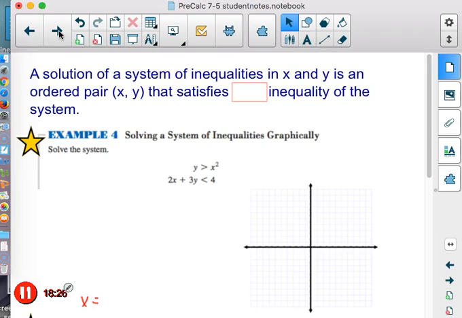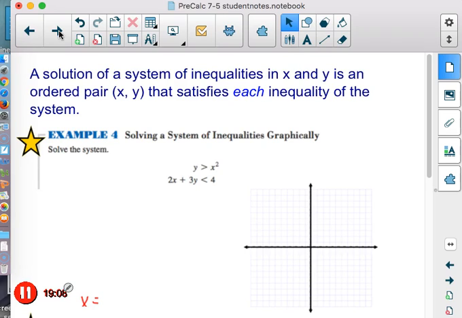A solution of a system of inequalities in x and y is an ordered pair x, y. Again, a system is not just one graph, at least 2. Might be 3, 4, multiple graphs. But it has to satisfy each inequality. It has to satisfy all the inequalities to be a solution. So that means we have a shaded region for the first one, and we have a shaded region for the second one. They got to be right on top of each other. We have to see that double shading. If there are 4 of them, we have to see quadruple shading to know that that's where the solutions to those systems are. It has to work for every one of them.